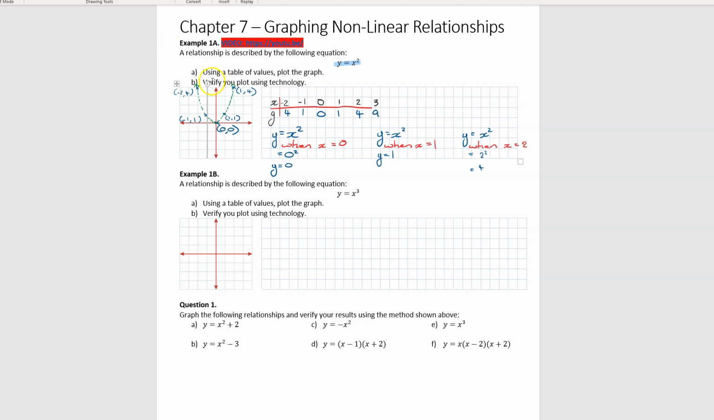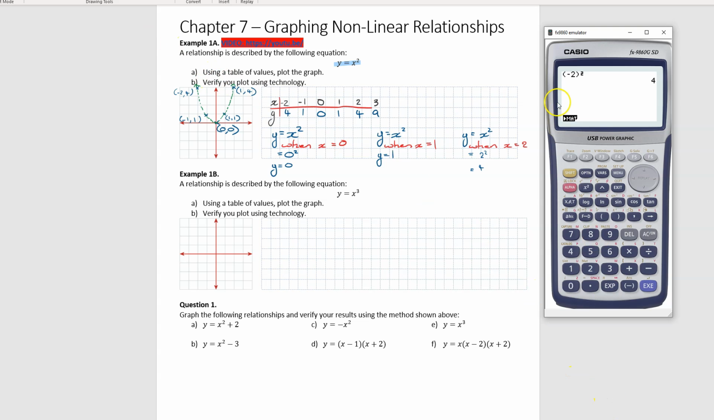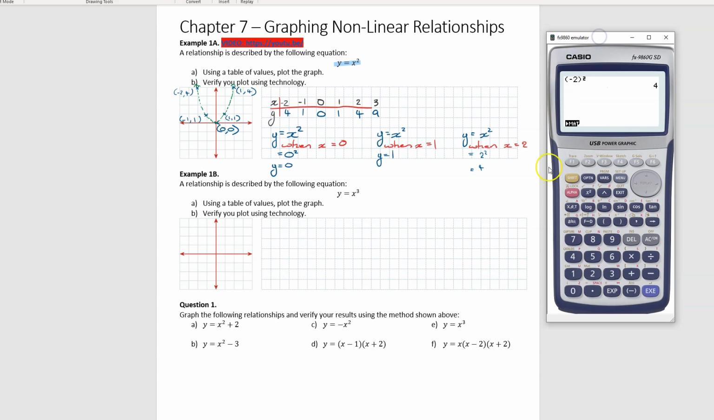Now, the second part of the question says verify the plot using technology. So what we can do is we've got two options. We can use these fancy calculators, or we can use Desmos. I'm going to show you with this calculator first. So I'm going to go to Menu, then I'm going to go down to Graph, and then I'm going to hit Execute. From there, I've got all of these options to input graphs.